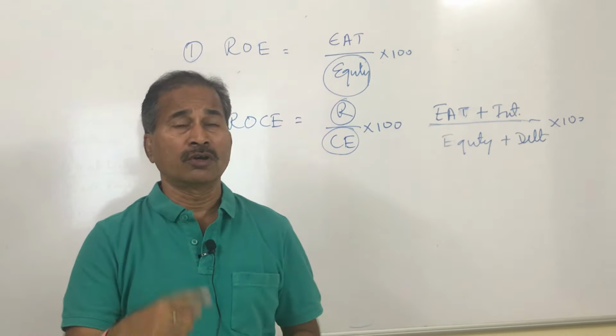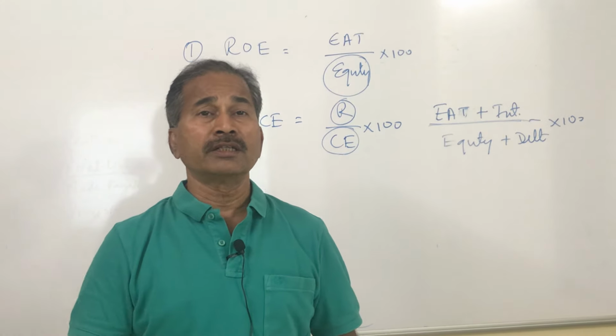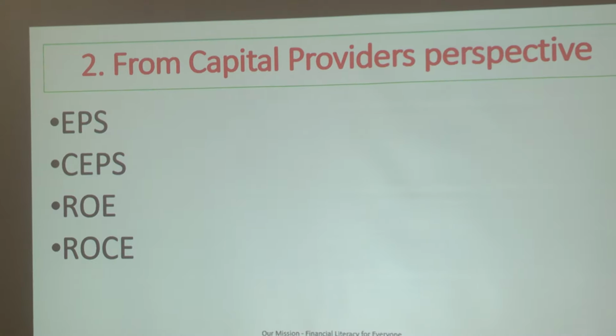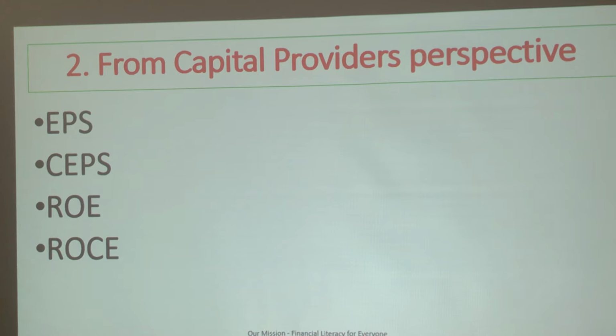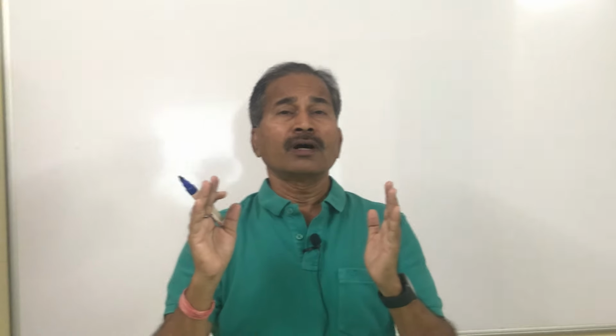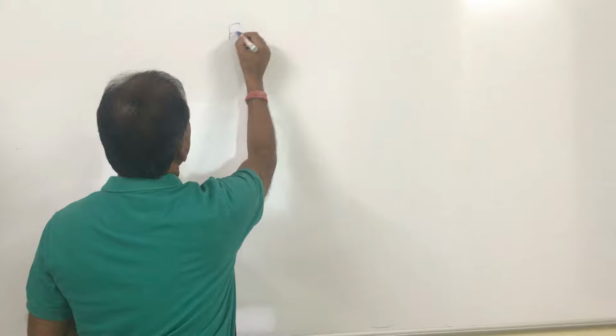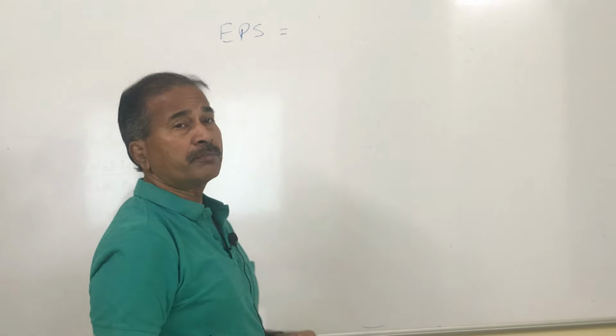Is that all? Of course not. There are two more ratios that you will calculate for the purpose of ascertaining profitability of a business from the perspective of capital providers. What are those two ratios? Those two ratios are, as you can see on your screen, number one is earning per share and number two is the cash earning per share. All right. So let's look at earning per share. How do we calculate earning per share, which is EPS?